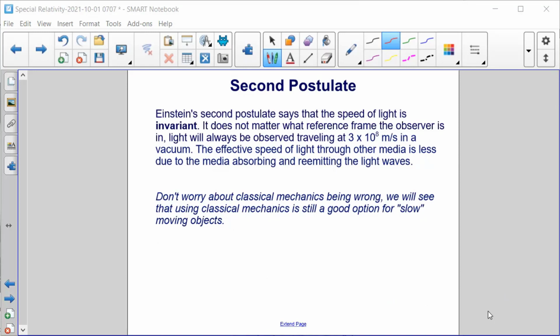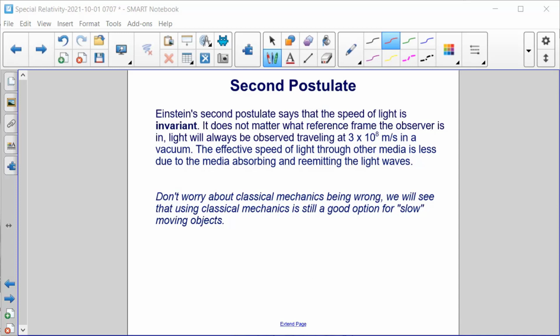What Einstein's second postulate says is that the speed of light is invariant. It does not matter what reference frame the observer is in. Light will always be observed traveling at 3 times 10 to the 8th meters per second in a vacuum. The effective speed of light through other media is less due to the media absorbing and re-emitting light waves. So the speed of light in air or in another medium may not be 3 times 10 to the 8th, but that's because it's being absorbed and re-emitted.